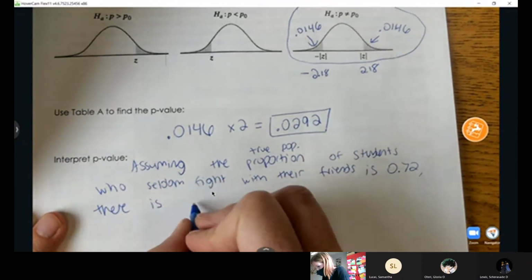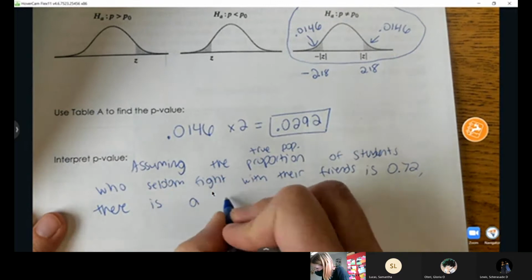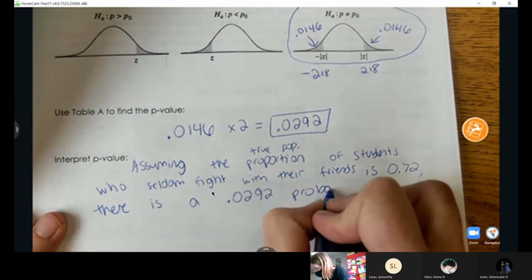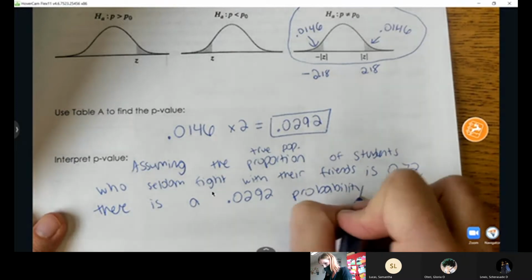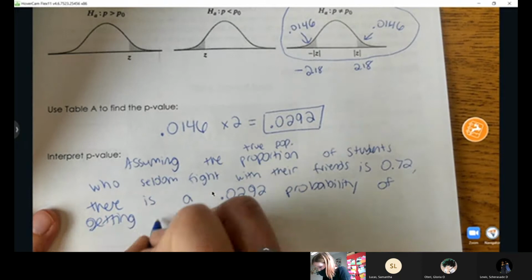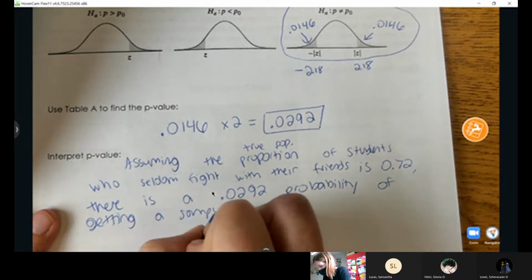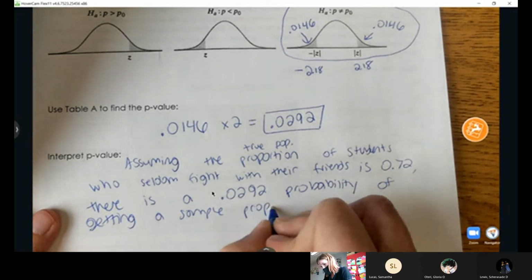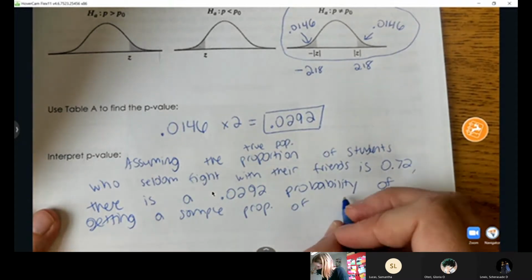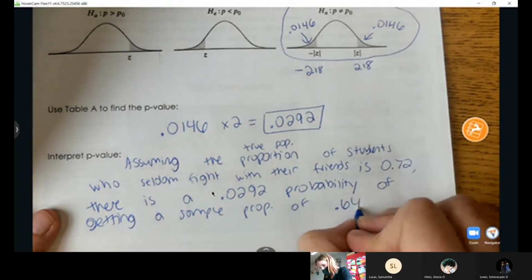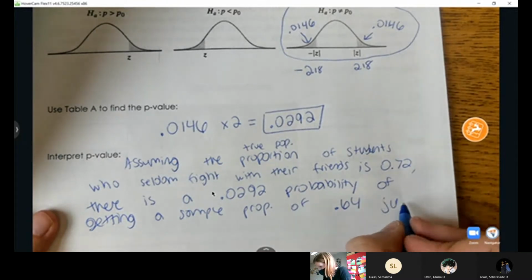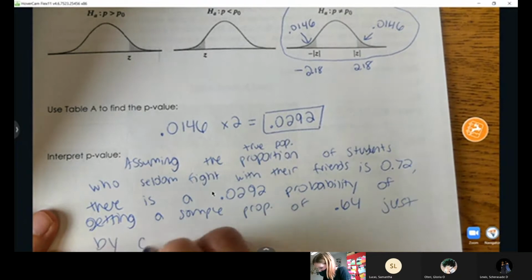there is a 0.0292 probability of getting a sample proportion of 0.64 just by chance.